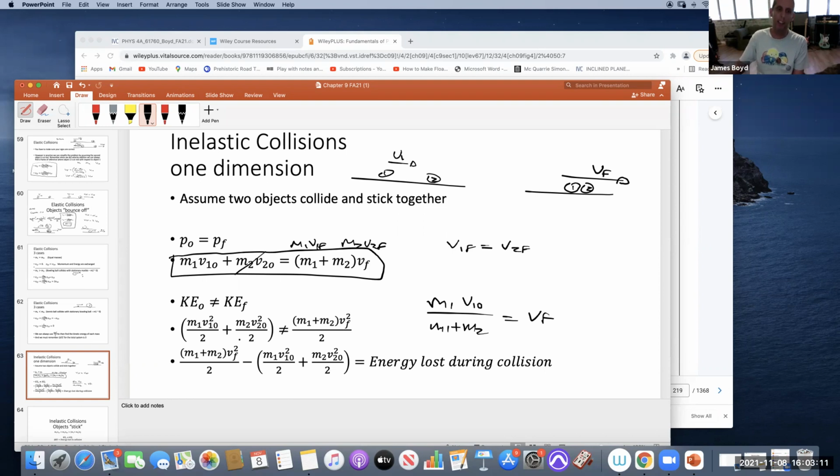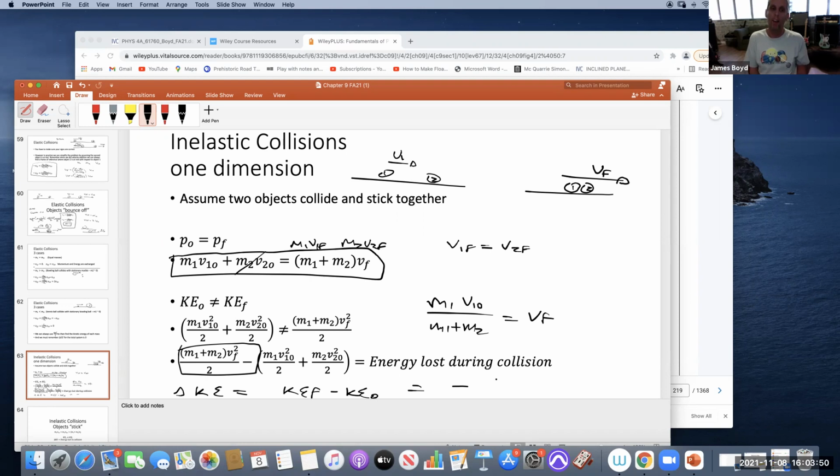The energy lost, since the difference, the initial kinetic energy minus the final kinetic energy, actually I should switch that. The change in kinetic energy is kinetic energy final minus kinetic energy initial. So this is the final kinetic energy. They're stuck together, have the same V final. So M1 plus M2, V final squared, minus the initial. And this will always be some negative number. It'll always be an amount lost.